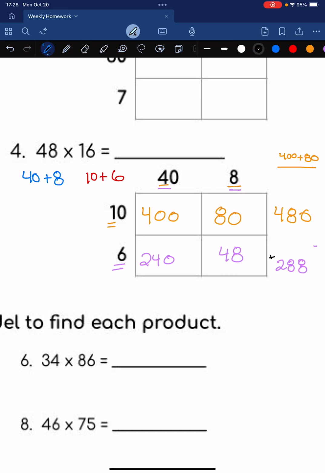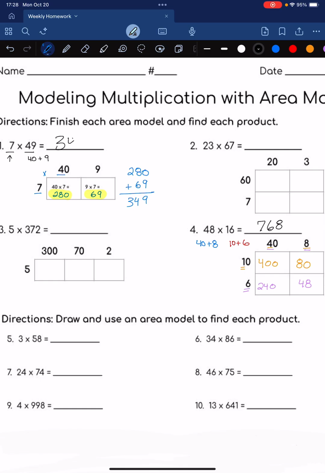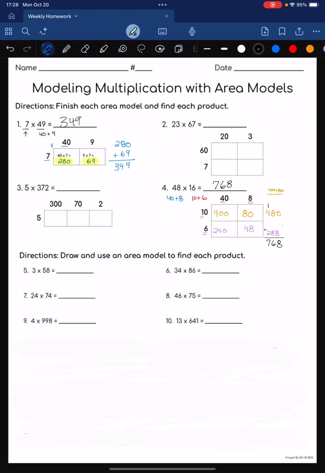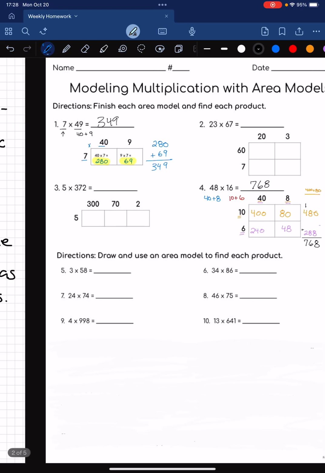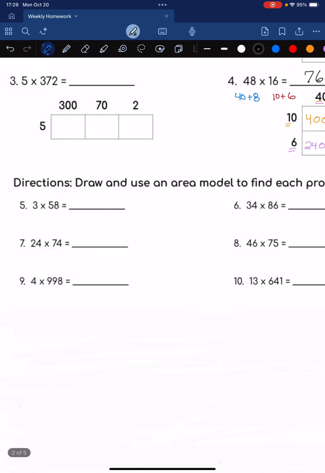And where should all this work be done? It should be done on your scratch paper. So 0 plus 8 is 8. 8 plus 8 is 16. 4, 5, 6, 7. And so my answer here is 768. Beautiful.